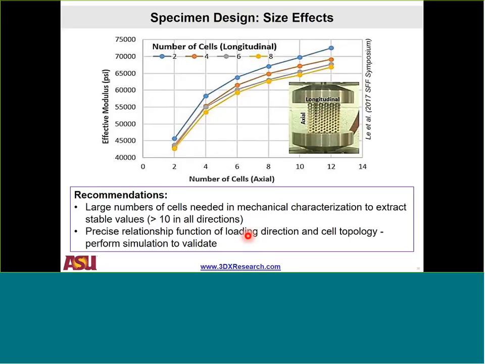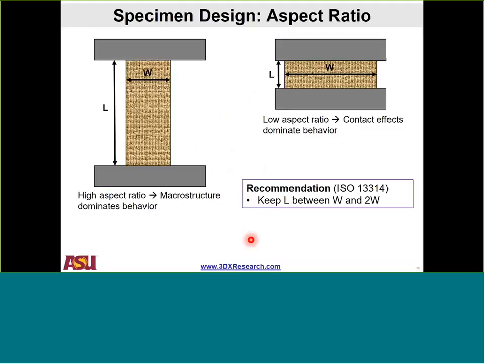This varies depending on what loading direction you have and what cell topology you're selecting. It's a good idea to use simulation and validate that you've reached a stable point. It's almost like doing a mesh refinement study in finite elements. You can do a cell size study to make sure you've reached saturation. The next point is the aspect ratio. If you make a structure that is too tall, you're going to start to see some buckling or some out-of-plane bending that you don't really want to capture because, again, it's not representing your cellular material. If you make it too low, you're picking up a lot of the effects at the interface.